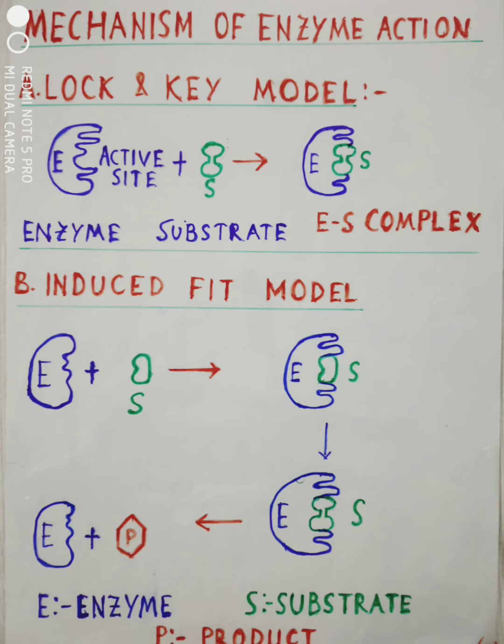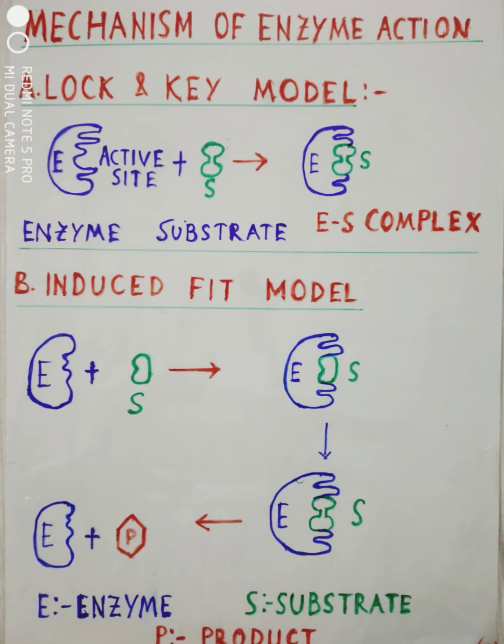B. Induced fit model, or hand-in-glove model of Daniel E. Koshland. Fischer's model explained the specificity of enzyme-substrate interaction, but the implied rigidity of the enzyme's active site failed to explain the dynamic changes that must take place during catalysis.